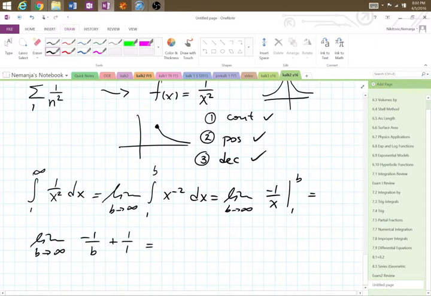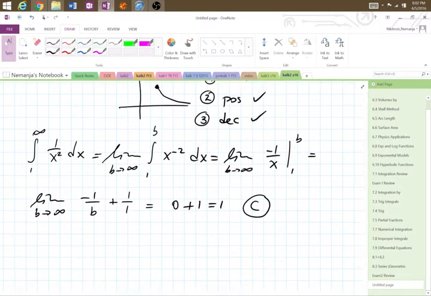And what do we have? 0 plus 1 equals 1. This integral converged. That's not the answer to the problem. That's the answer to the associated integral problem.